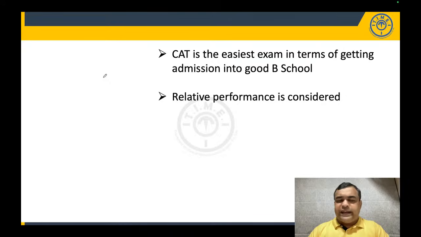Second thing, your relative performance is considered, meaning your percentile score is considered. Now please understand one thing. I'll give one common example for all those who feel the CAT exam is a tough exam. If you give another exam, let's say SNAP, you might feel that the exam is easier. But again, you probably require a higher percentile to get into top colleges.